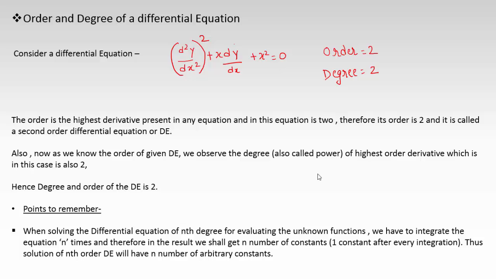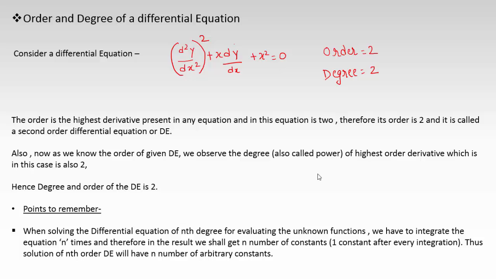Therefore, whenever someone asks you what is the order of a given equation, you just see the highest derivative present in that equation. Okay, now the degree. What is the degree? The degree is the highest power of that derivative we have. Then we call it a degree. Here the degree is 2.